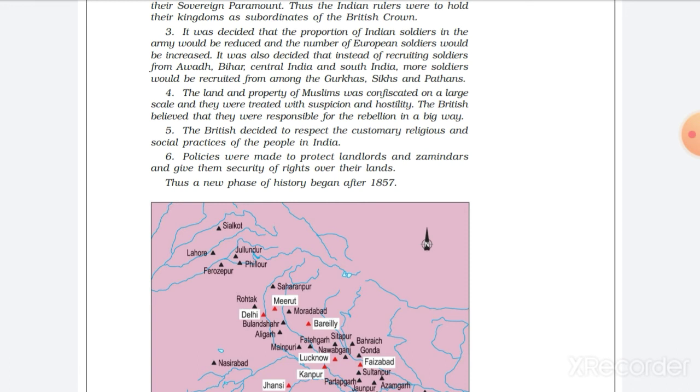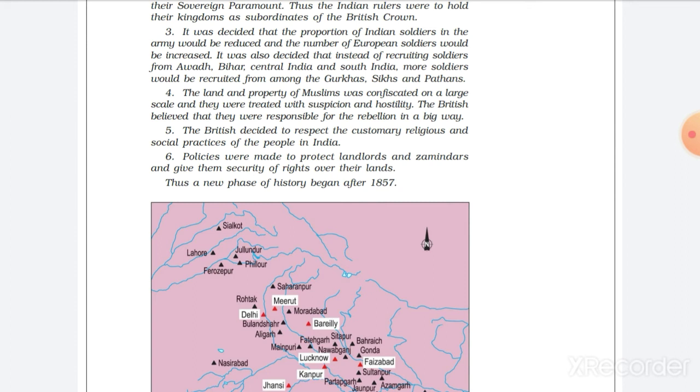What is confiscated? Basically in Hindi we call it zabt karna, किसी का सामान जब्त कर लेना. So confiscated means to take something from someone legally, by the government. So the land and property of Muslims were taken on a large scale by the British government. It was a kind of punishment actually for Muslims, only Muslims, remember.